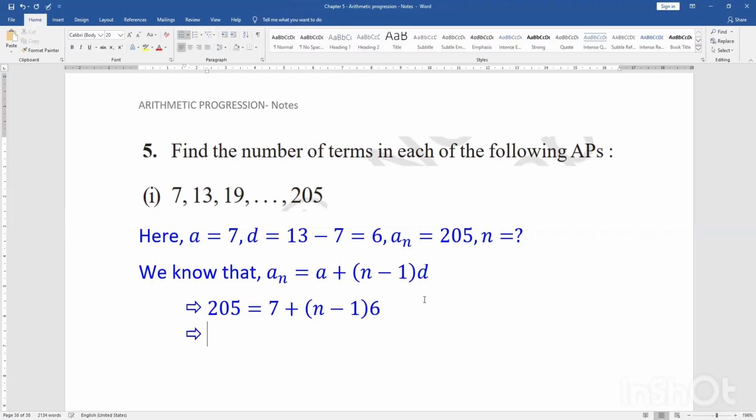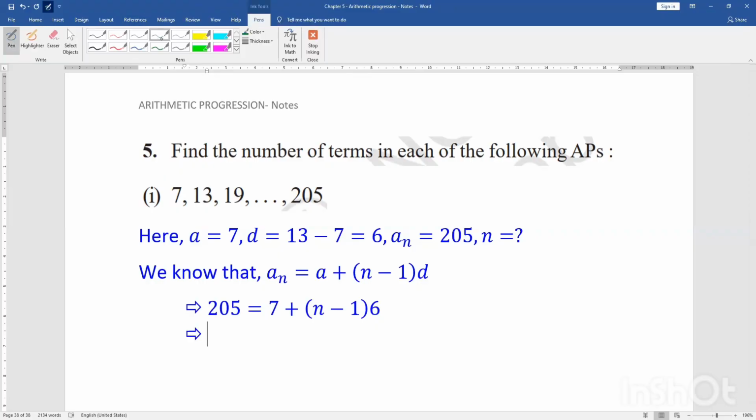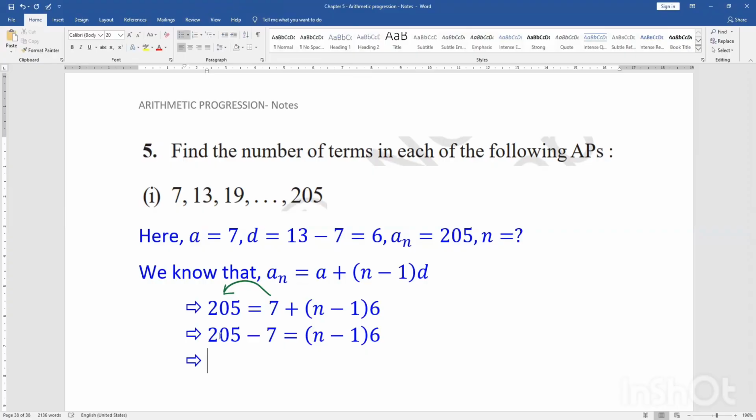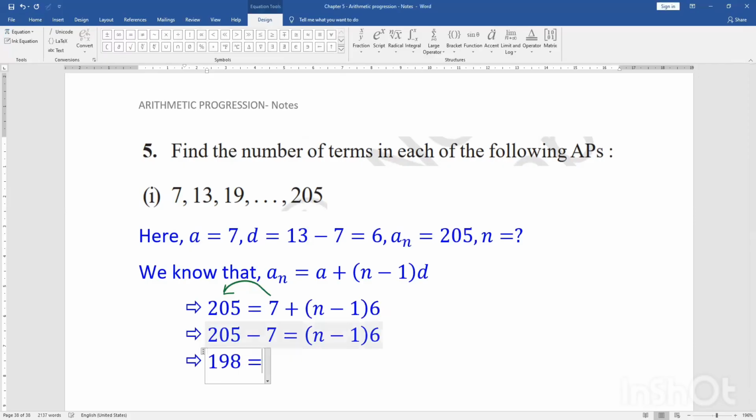Then next step, just move the 7 to LHS. So when you move 7 to LHS, it becomes negative, right, children? So I can write like this: 205 minus 7 equals n minus 1 into 6. So 205 minus 7 will give you how much? It is 198. So 198 equals n minus 1 into 6.